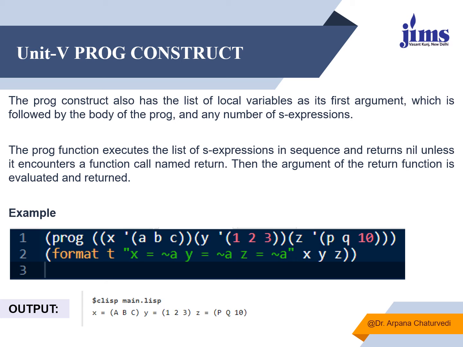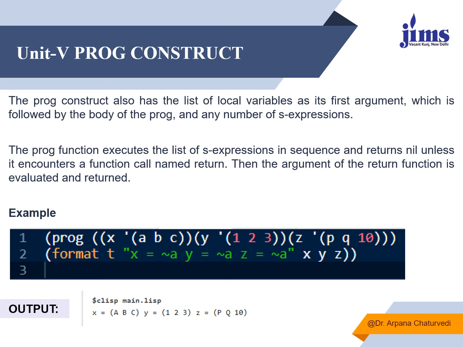Now we talk about the PROG construct. The PROG construct is also used to declare a local variable as its first argument, which is followed by the body of the PROG and any number of expressions. The PROG function executes a list of expressions in a sequential manner and returns nil unless it encounters a function named return. Then the argument of the return function is evaluated and returned.